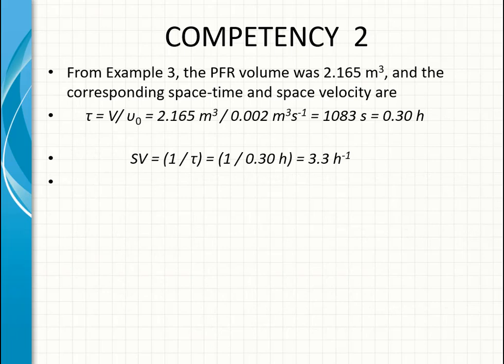For example 3, the PFR volume was 2,165 liters or 2.165 cubic meters, and the corresponding space-time and space velocity are: tau equals the volume divided by the volumetric flow rate, so it's 2.165 cubic meters divided by 0.002 cubic meters second to the minus 1, which will give you 0.30 hours, and the space velocity, the inverse, will give us 3.3 hours to the minus 1.